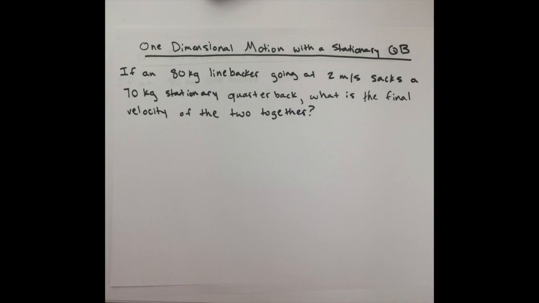Wow, what a hit. Let's break it down. The scenario that we are going to perform is, if an 80-kilogram linebacker going at 2 meters per second sacks a 70-kilogram stationary quarterback, what is the final velocity of the two together? We're going to assume that this is an inelastic problem and that the quarterback and the linebacker will remain stuck together up until they hit the ground. For this problem, we're going to find the final velocity the instant the quarterback and the linebacker meet.